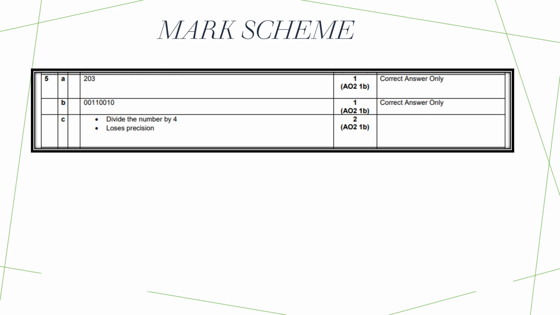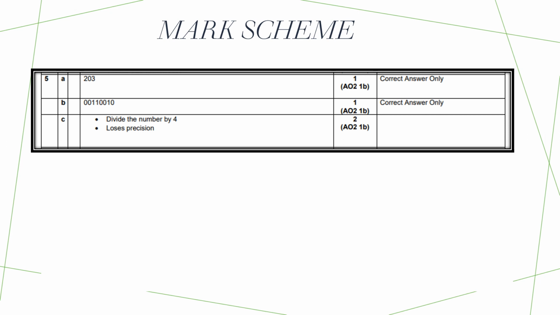Okay, so let's take a look at the mark scheme. It should be very, very easy for you to mark these questions because for A and B, they are the only possible answers that you can have. So 203 and then 0011 0010. So for B, obviously the binary has been shifted across, 2 digits disappear and the 2 zeros are populated at the beginning.